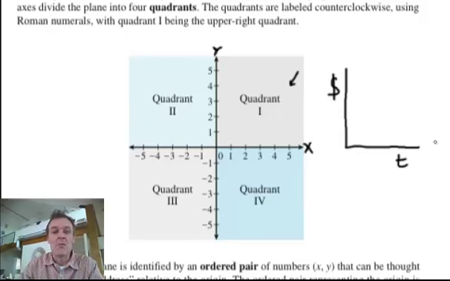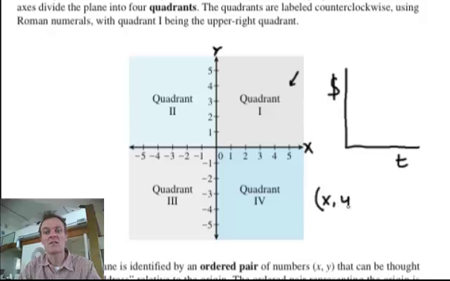And then we go counterclockwise. Quadrant 1, quadrant 2, 3, 4. Now, any point within these quadrants can be identified by an ordered pair. An ordered pair is an x first, y second coordinate. So what's the x coordinate and the y coordinate? That creates an ordered pair, and that's a point anywhere in these quadrants.